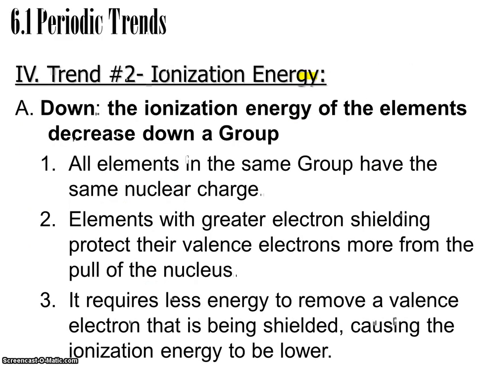The second trend that we need to know about is ionization energy. When we look at any given group going down, the ionization energy of the elements decreases down a group. All elements in the same group have the same nuclear charge, as we discussed previously with atomic radius. Elements with greater electron shielding, however, are going to protect their valence electrons more from the nucleus, and therefore it requires less energy to remove a valence electron that is being shielded, which means the ionization energy is lower.